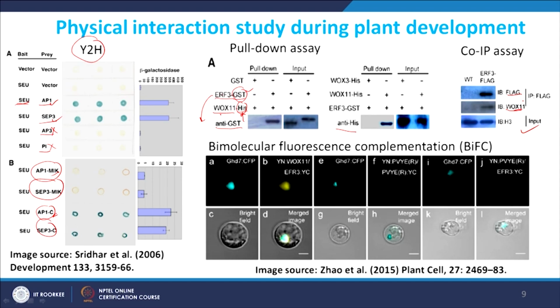This is from the same study, and this is your BiFC method. Here you can see that when both the proteins are interacting, you will have a YFP signal. If they are not interacting, there will not be a signal.